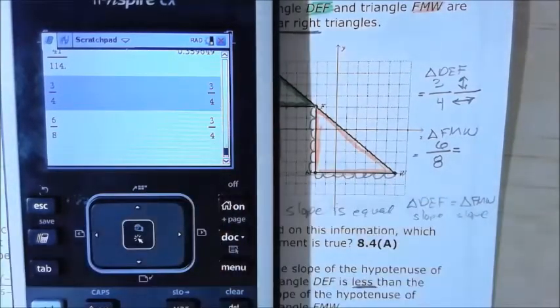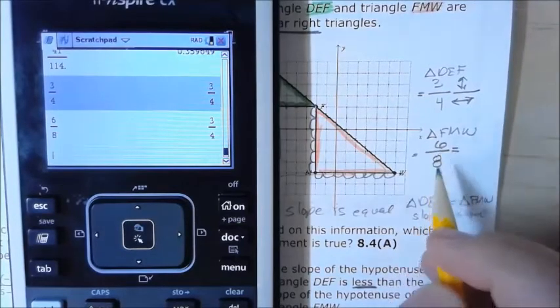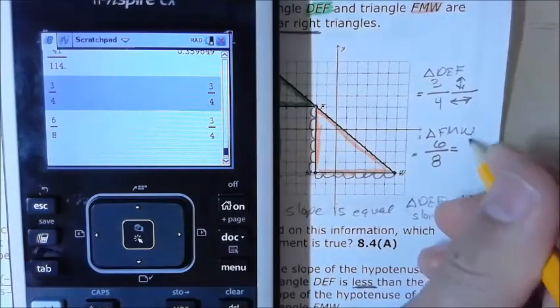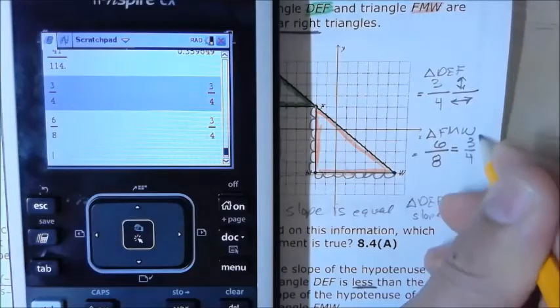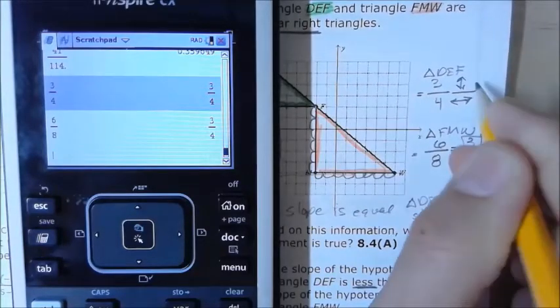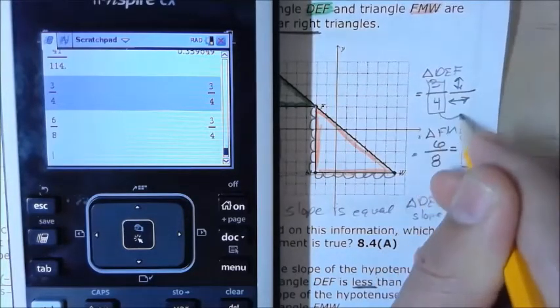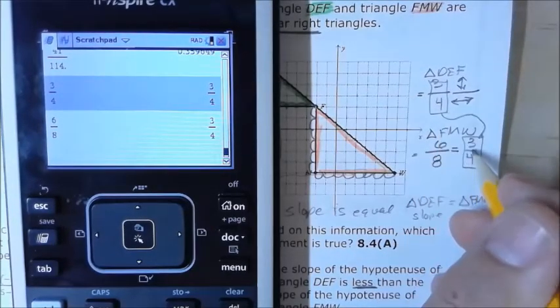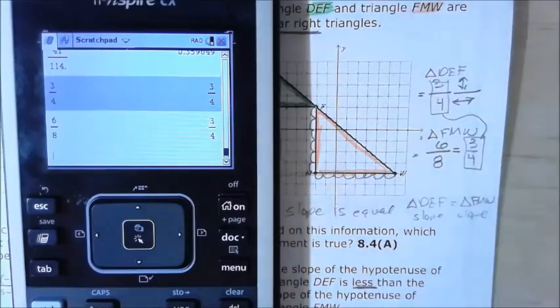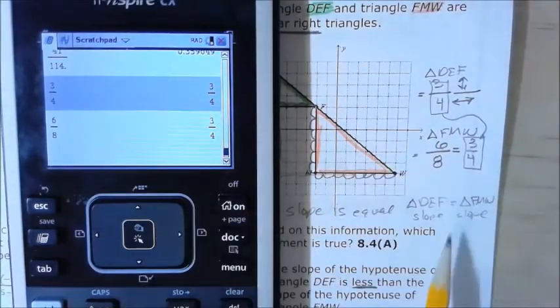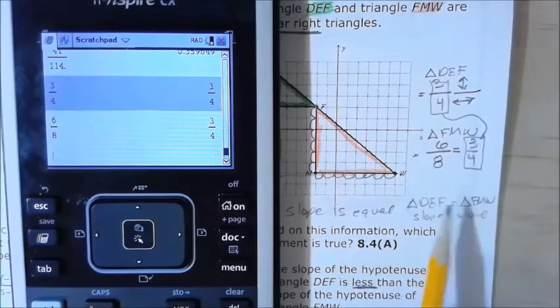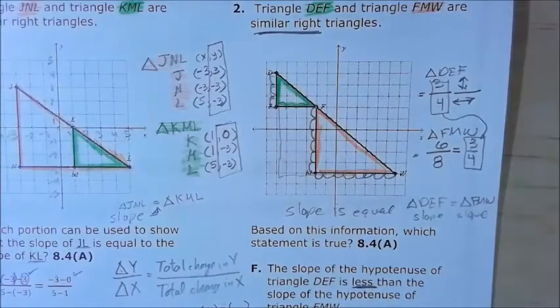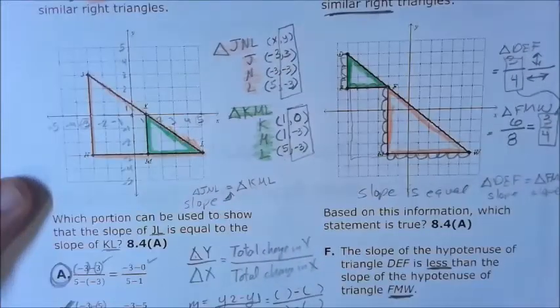Those are equal. In other words, even though this value initially looks greater, it can be simplified into 3 over 4. And if we box that, we box this one, and we draw our line, they're exactly the same. Because they're exactly the same value, our slope is equal. So again, it's the same statement we made before. Now we already knew because they're similar triangles it was going to be equal.